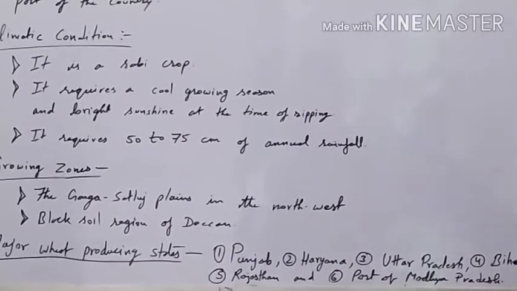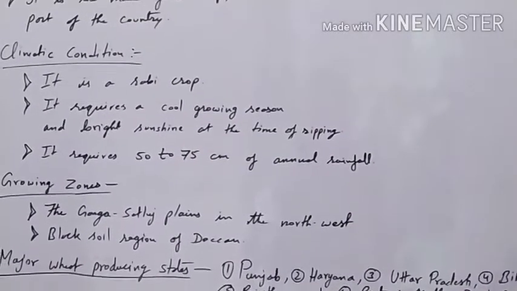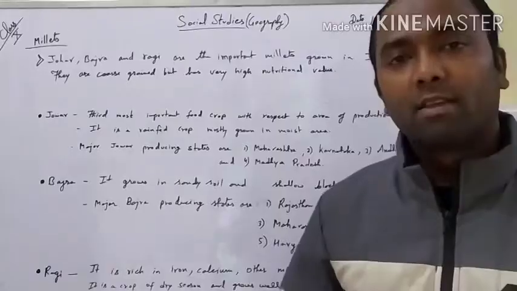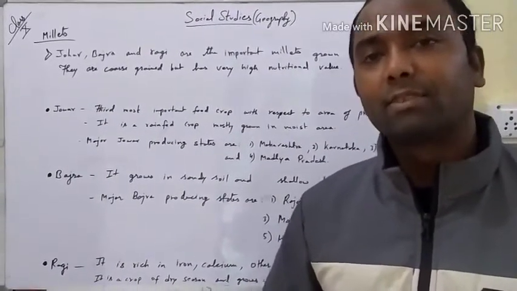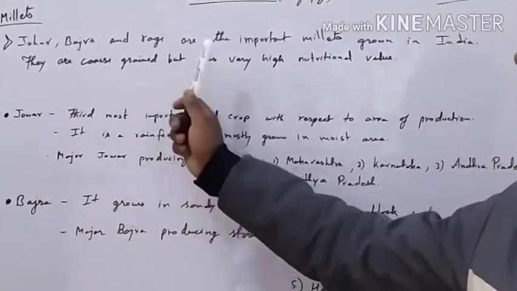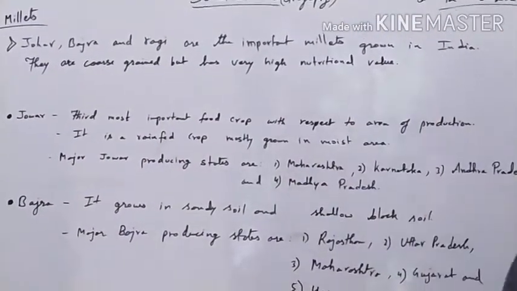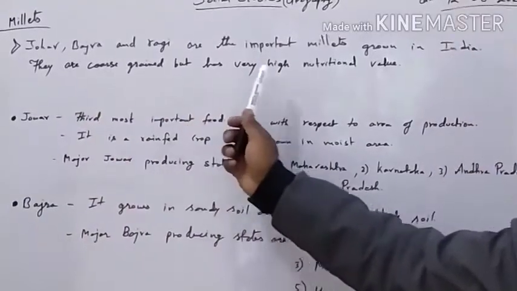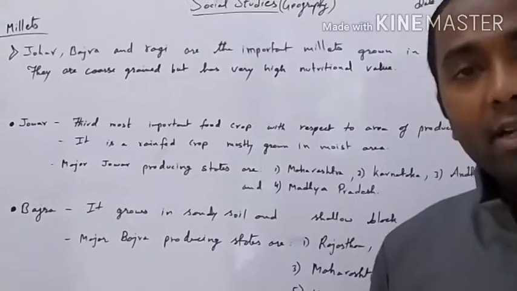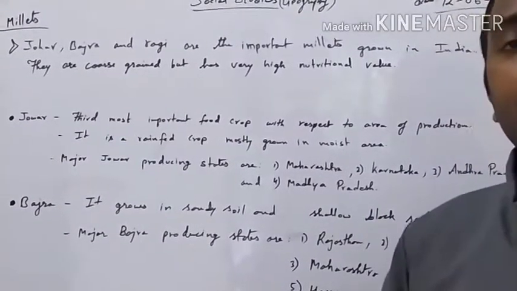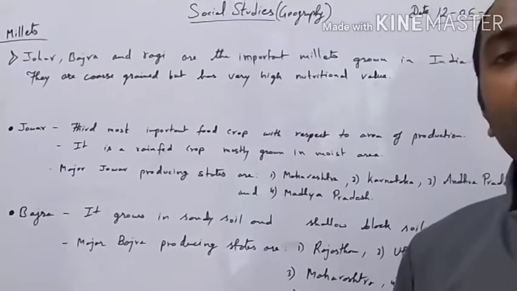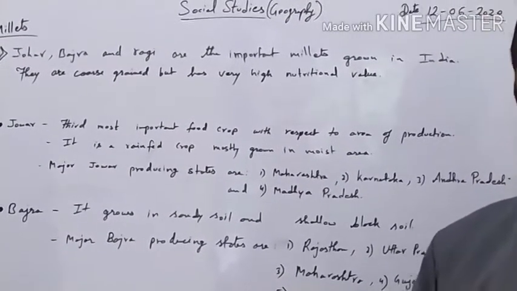So this was all about wheat. Now let us understand another major crop, that is millet. Let us understand the millets grown in our country. Jowar, bajra and ragi are the important millets grown in the country. They are coarse grained but have very high nutritious value. These are the three kinds of millet mostly grown in our country.